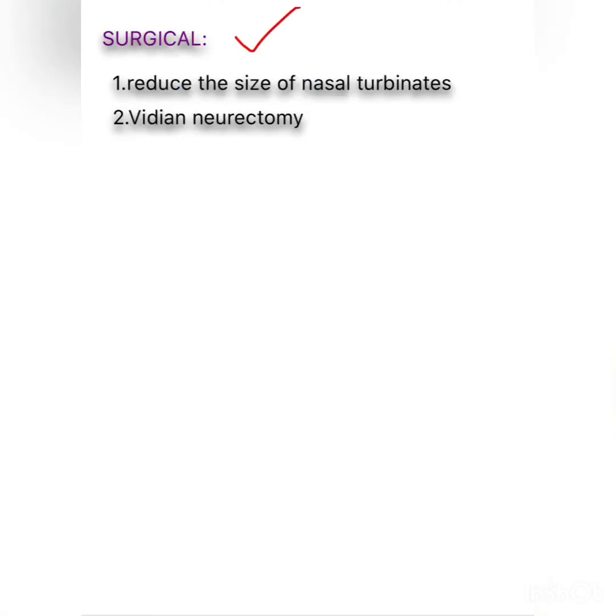Now let us have a look at the surgical mode of treatment. Here nasal obstruction is focused on, and nasal obstruction can be relieved by measures that reduce the size of the nasal turbinates. Usually the symptoms that we see in hypertrophic rhinitis, and also other causes of nasal obstruction like polyps and deviated nasal septum, should also be corrected by using surgical treatment. The next is vidian neurectomy.